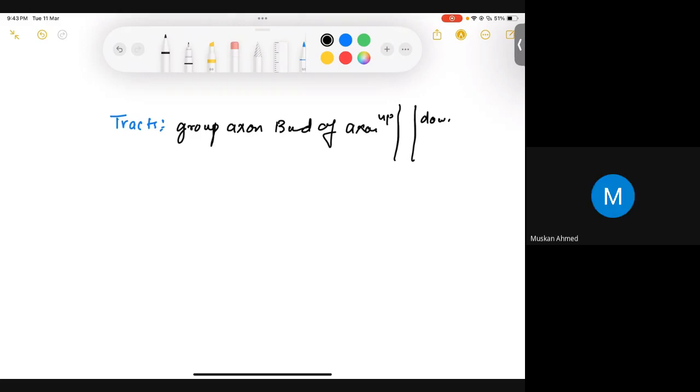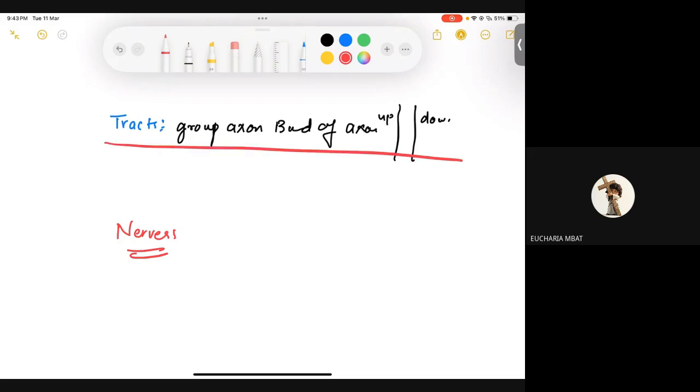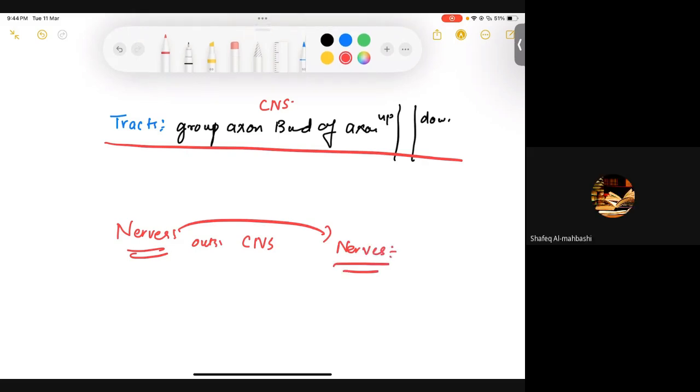Okay, what about nerves? When are we going to call axons nerves? Peripheral nervous system, maybe. Perfect. They are peripheral nerves. So tracts were a bundle of axons which are present within the CNS, right? But what about the bundle of axons or white matter which are present outside the central nervous system? We are going to name them nerves, or peripheral nerves. Is that clear?